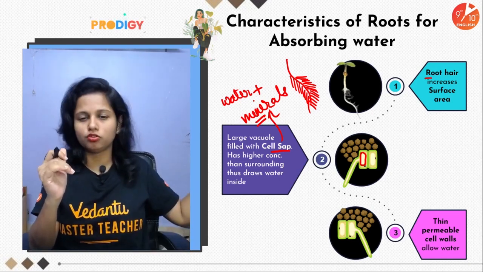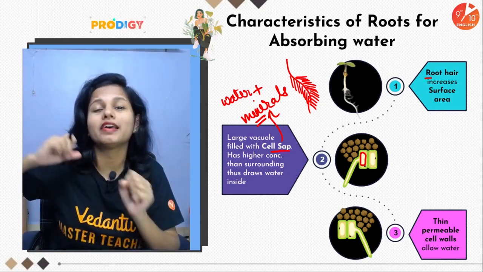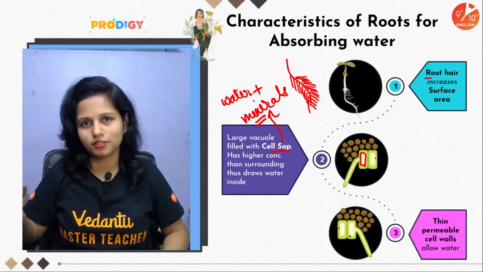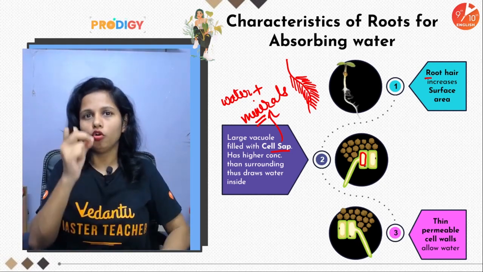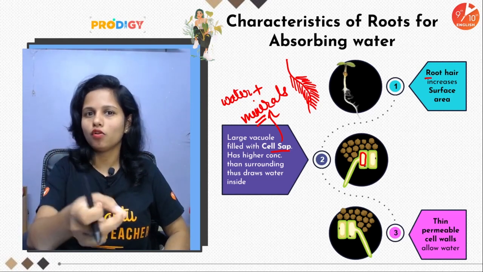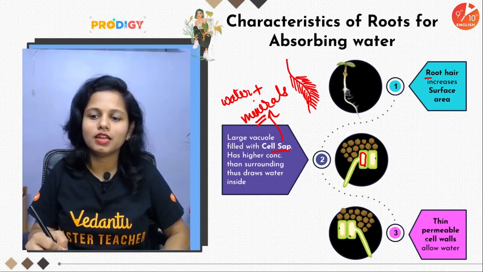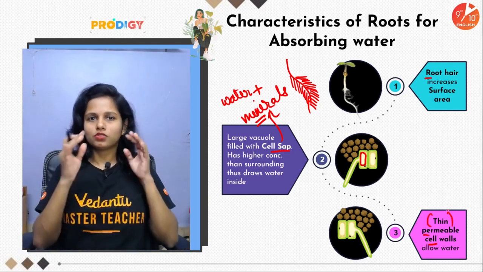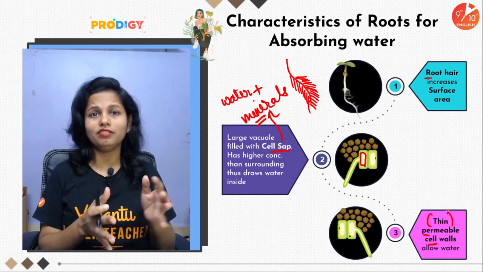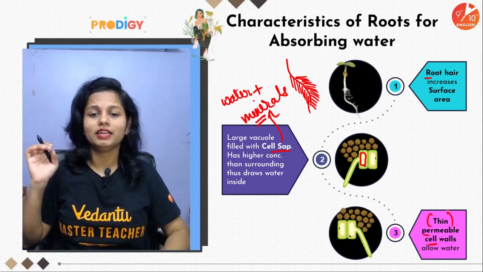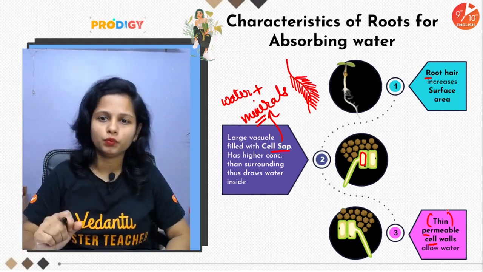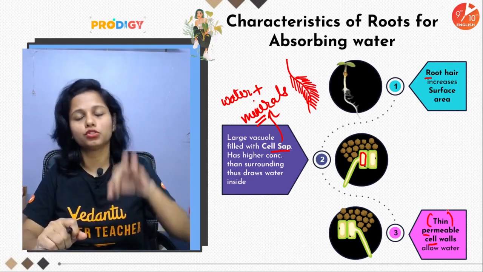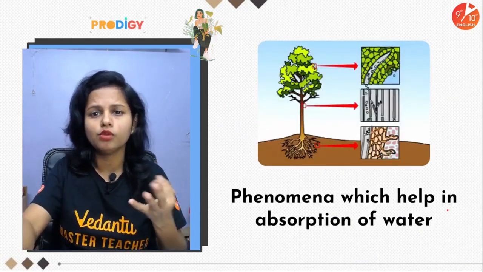And if the water is more in the soil, the water is going to enter inside by a process called osmosis. So yes, water will enter inside, but to make the easy entry of water inside the cell, the cell wall, which is freely permeable, should be thin enough. It allows the water to enter inside, and then this water is further stored inside the cell's vacuole. So these are the three characteristics of roots which help it to absorb more and more water.